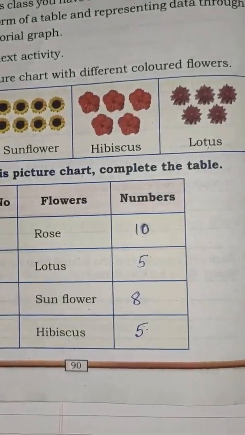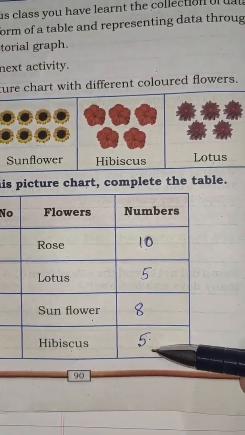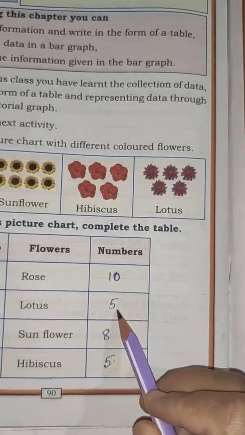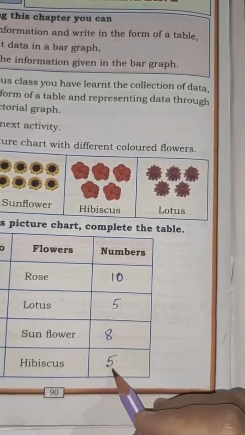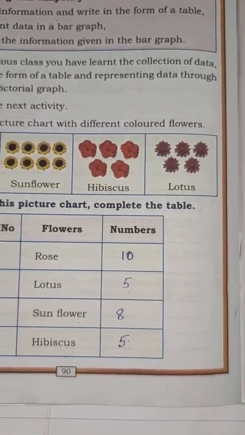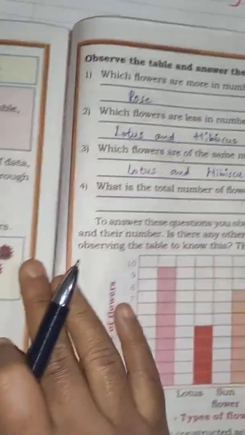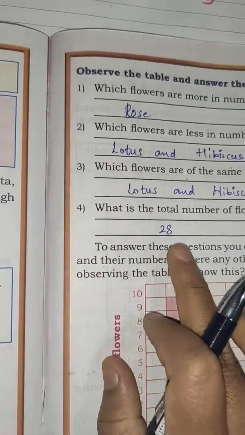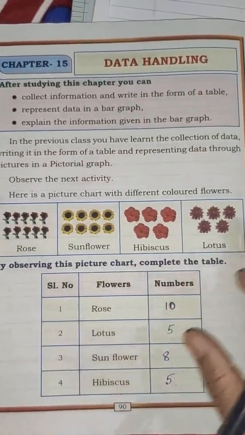Next question. What is the total number of flowers? Means you have to add all these flowers. Okay. So let's add it. 10 plus 5 is 15. 15 plus 8 is 23. 23 plus 5 is 28. Isn't it? So what is the total number of flowers? 28. So we'll write here 28. The total number of flowers are 28. Understood, children? Okay. So this is called data handling.